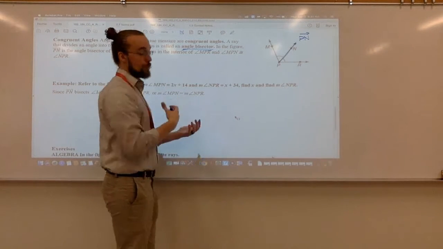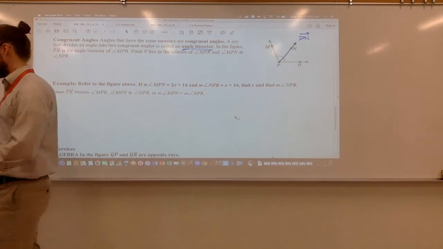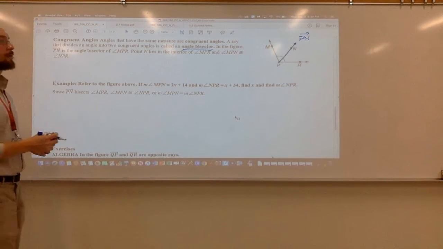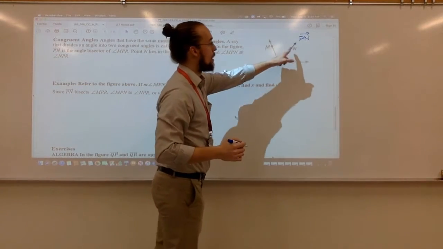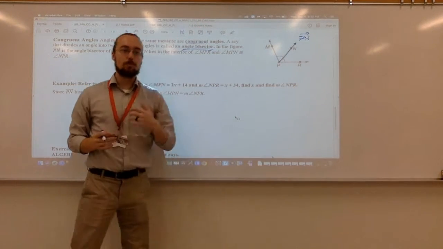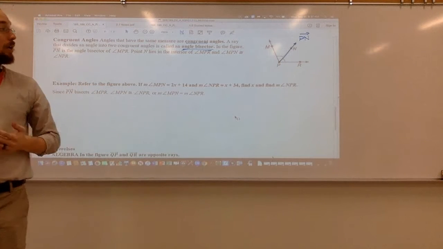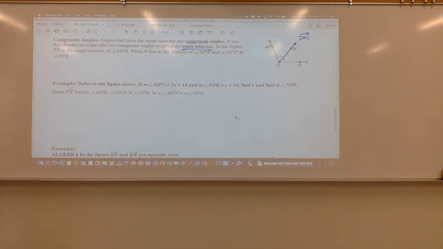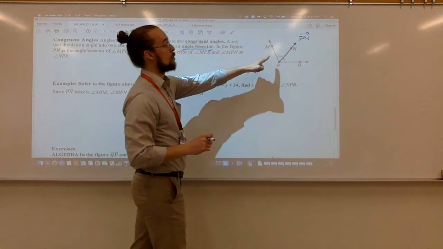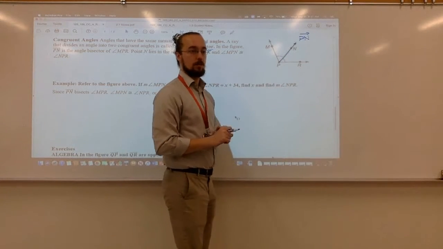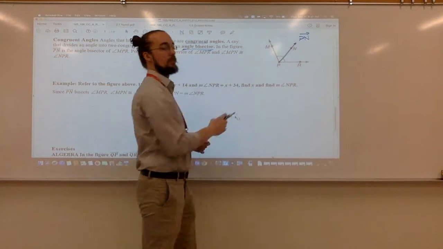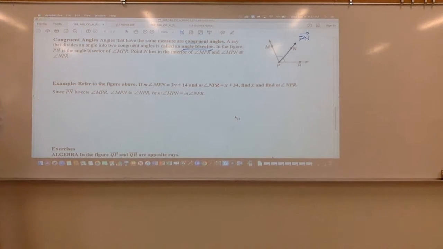Another word that we have mentioned before, we'll work with this idea a lot more as we keep going forward, is congruent. I said this angle bisector cuts this angle into two equal pieces. PN is the angle bisector. So the two congruent angles would be angle MPN and RPN. These two angles would then be congruent, and congruent just means the same, right?